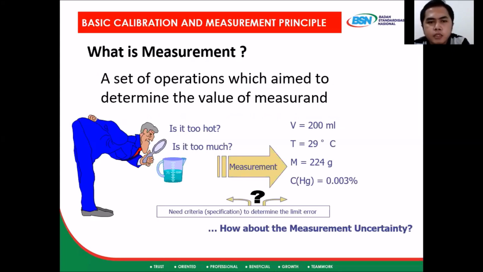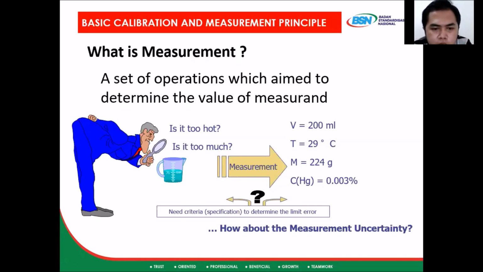Measurement can be a lot. For example, in this type, we measure the volume of water in the container. We have a parameter like how much is the volume, what is the temperature, and so on.